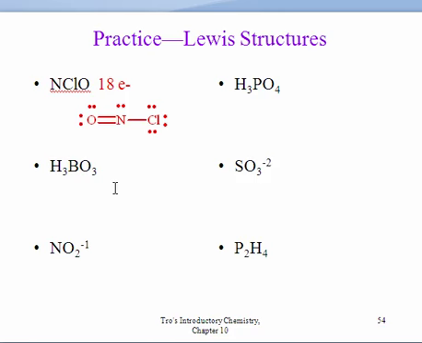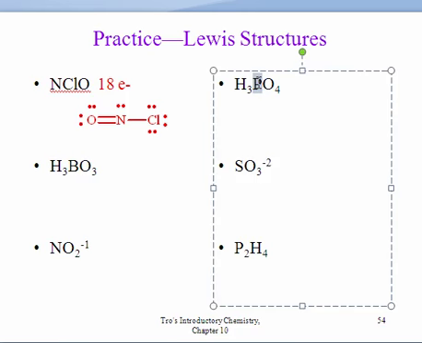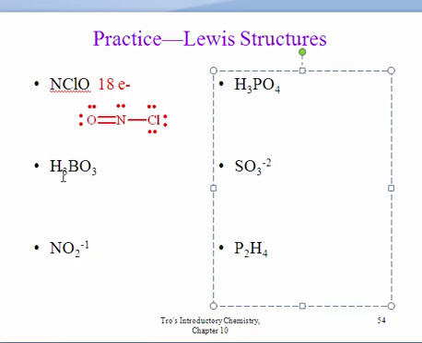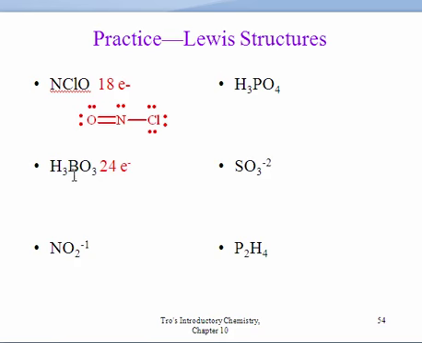So in oxyacids, we're going to have our central atom as the single atom, and then our hydrogens are going to be attached to different oxygens. So let's look at this one first. If we look at how many valence electrons we have to work with, we have 3 from hydrogen, we have 3 from boron, and we have 3 times 6 or 18 from oxygen, so a total of 24.